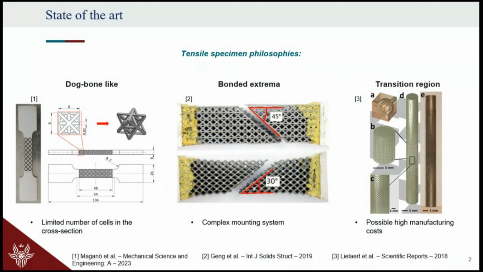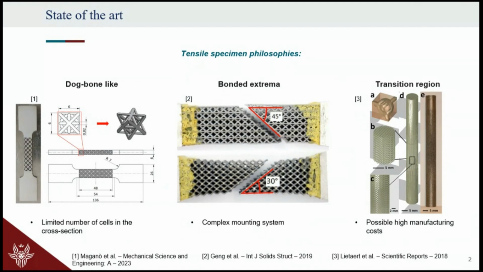So let's move to the last configuration, which exploits a component having three main parts. The central part is a gauge part, the porous material that you really want to test. Then you have two extrema at the top and the bottom, which are solid, so you can easily grab them with your tensile machine. And then there is a region in between, a transition region that is able to connect these two.